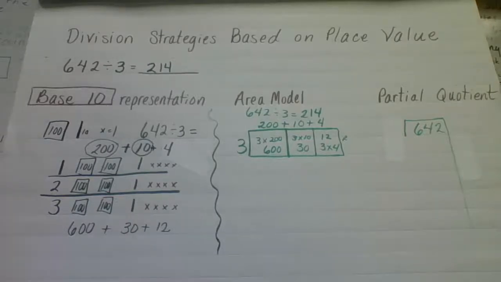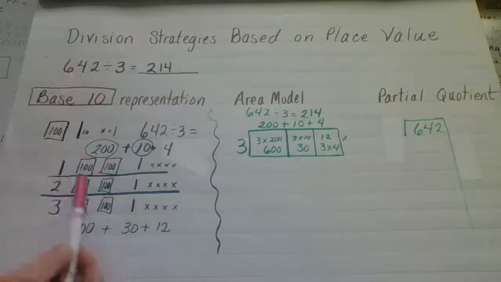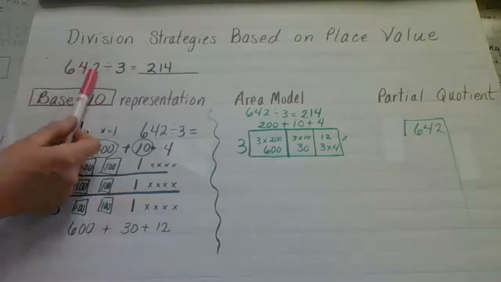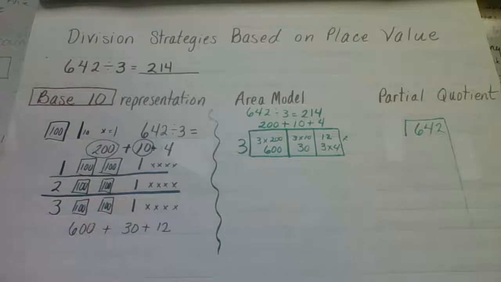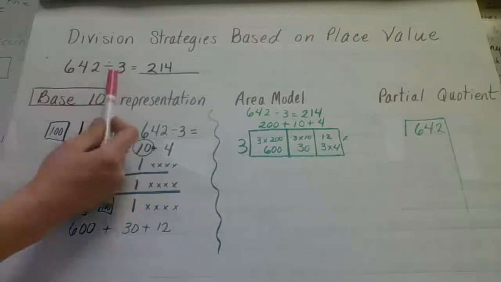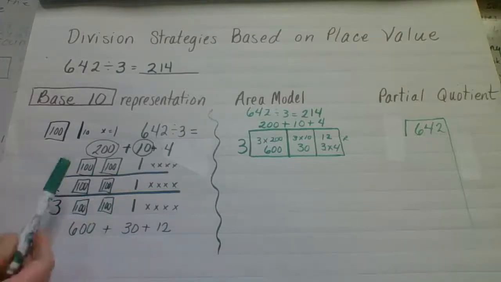So the first strategy is called base 10 because we use base 10 models to model that problem. If I were going to build 642, I would need 600, I would need 40, and I would need 2. And I already have them divided out, so I'm going to talk to you about how I did that. We're dividing by 3. Our divisor is 3. So with the students, we make 3 groups, and then we think about the number. We have 600. If we have 3 groups, how many hundreds can we put in each group? Kind of making sense of that problem.